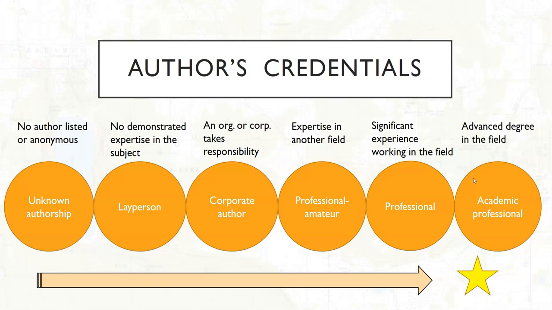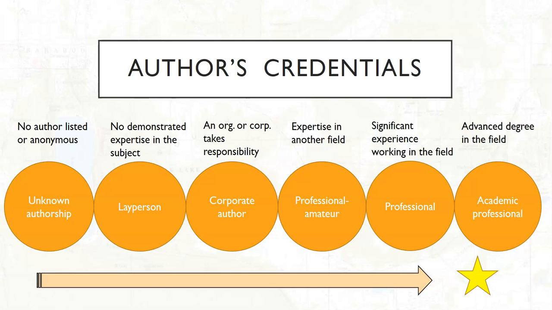The author of a source can have a range of credentials and can even be unknown. Your task is twofold. One, determine the identity of the author, and in some cases it's not always apparent. And then number two, determine the background of the author. As you can see from this diagram, some works will not have any author listed. Those would be of an unknown authorship or even anonymous.